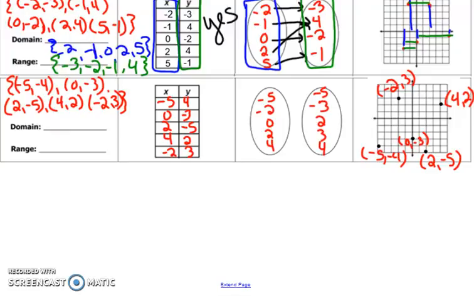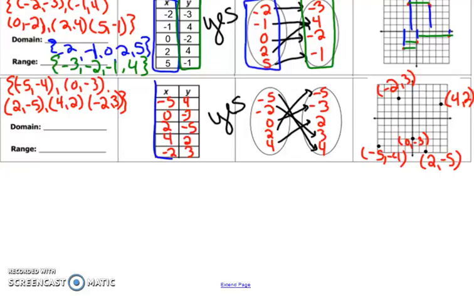So now let's connect our arrows with our mapping. -5 goes to -4, 0 goes to -3, 2 goes to -5, 4 goes to 2, and -2 goes to 3. Now, before we find our domain and range, again, is it a function? Well, if I look at my table, I have no repeating x's. If I look at my mapping, I have no 2 arrows coming off of one x. And if I look at my graph, there are not 2 points that hit the same vertical line. So yes, it is a function.